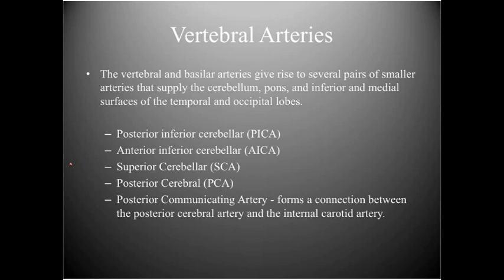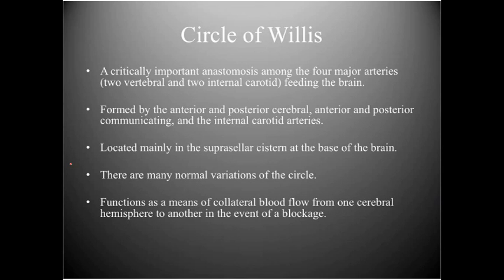So here we have the posterior inferior cerebellar, or the PICA, the anterior inferior cerebellar, or the AICA, the superior cerebellar, which is the SCA, posterior cerebral, which is the PCA, and the posterior communicating artery, which forms a connection between the posterior cerebral artery and the internal carotid artery. So that brings us to the circle of Willis.